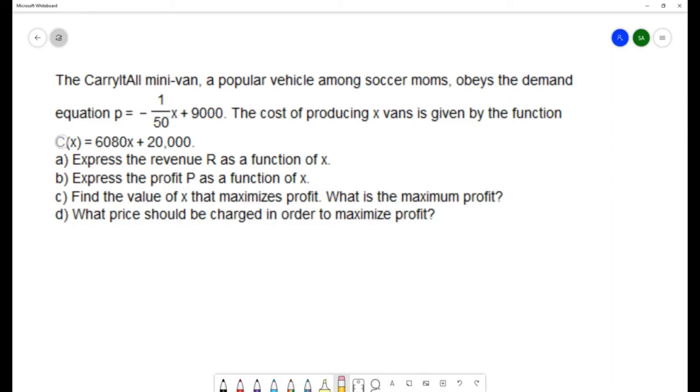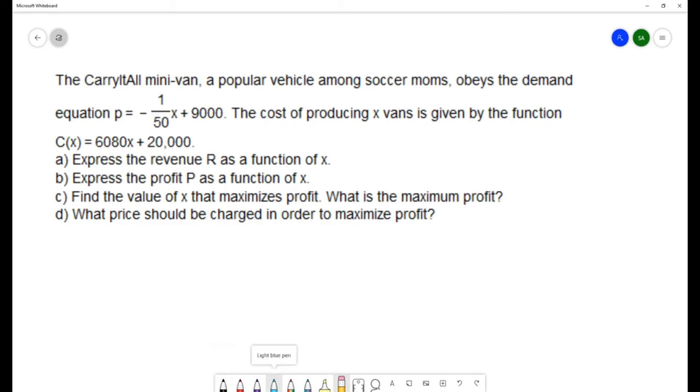Then we have this capital C. Capital C is for cost. So they're giving us a function called cost that has the variable X. So this is the number of vans telling us the cost to produce those vans. We also have capital R. Capital R is revenue. And capital P, so it's a little bit confusing. We have lowercase p for price and capital P for profit. So we've got a lot of different variables and functions going on here.